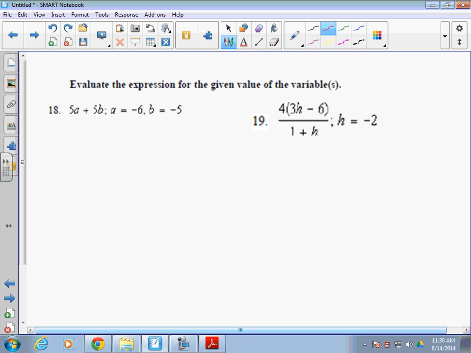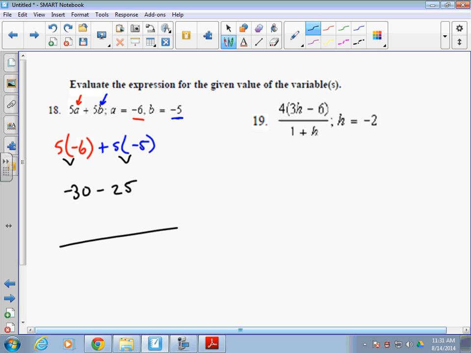Number 18 says evaluate these expressions with the given value of the variable. So we have two different values. A's value is negative 6, so we're going to sub in 5 times negative 6, plus B's value is negative 5, so plus 5 times negative 5. Do the multiplication first. 5 times negative 6 is negative 30. 5 times negative 5 is minus 25. Negative 30 minus 25, you need to think of a number line. You're starting at negative 30 and you're subtracting 25 more, so you're going that way in order to get negative 55.